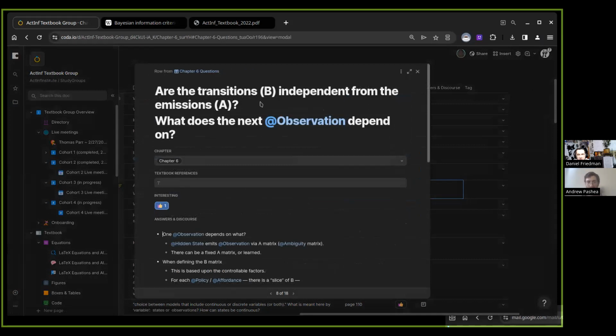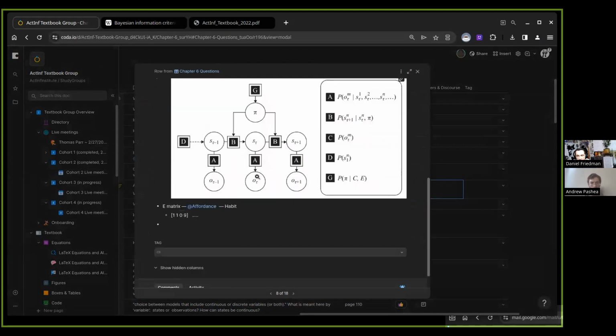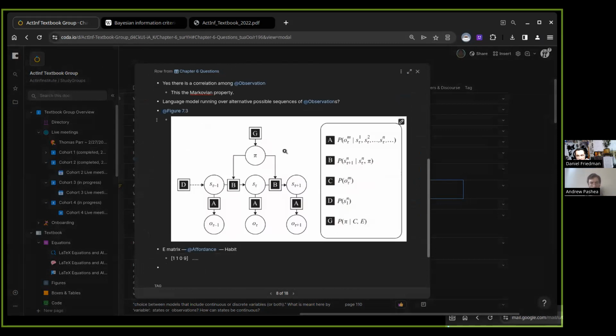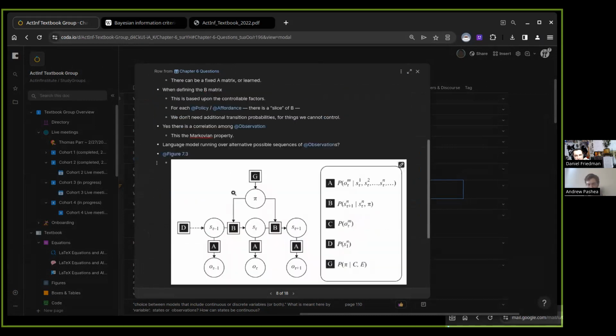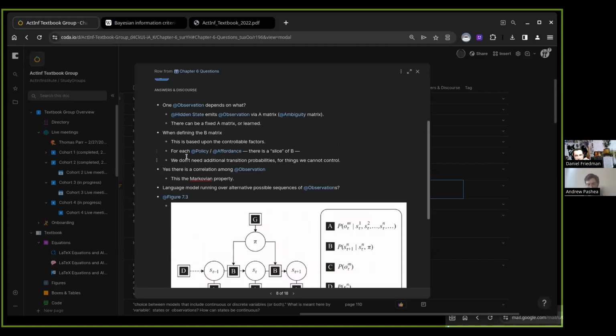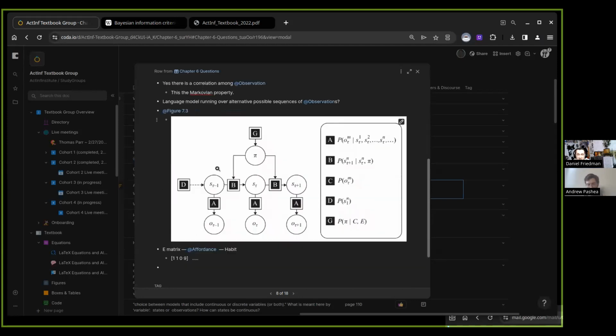All right. Are the transitions B independent from the emissions? So for context, we're talking about figure 7.3, discrete time active inference. Are the transitions independent from the emissions, and what does the next observation depend on? Short answer, yes, they're independent. That's the sparsity of the Bayes graph.